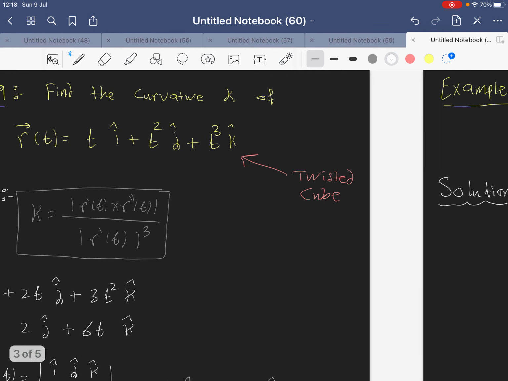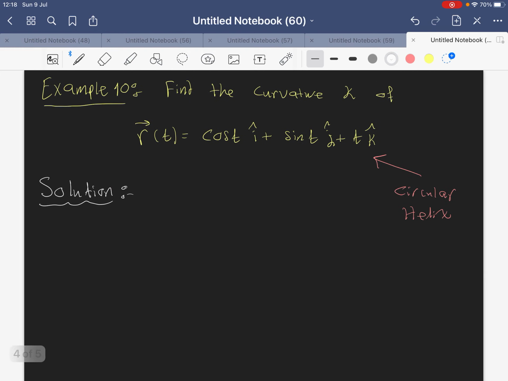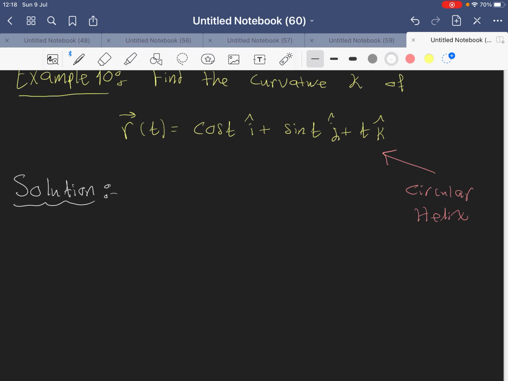Move on to example number 10. Again, I prefer if you can please pause this video and try to do this example. This is a very famous example. It's the circular helix, and the answer might surprise you. So please pause this video, try to find the first derivative, second derivative, cross product, and then find the magnitude. Okay, we are back here. Let's solve it together, and then we will compare our answer with your answer.